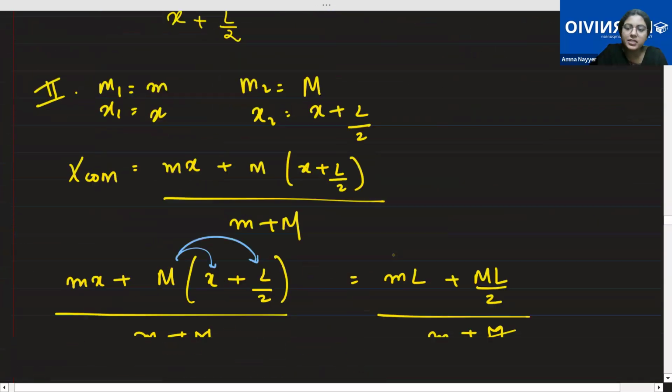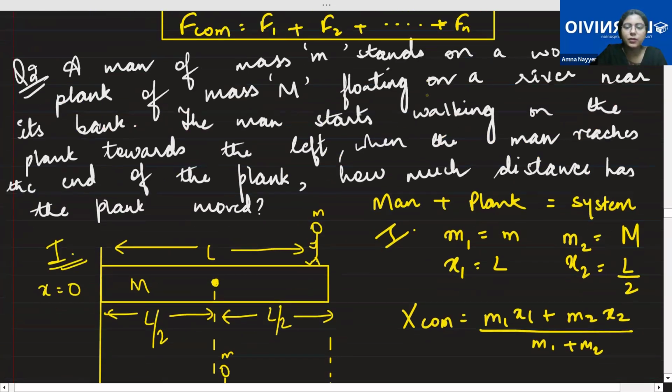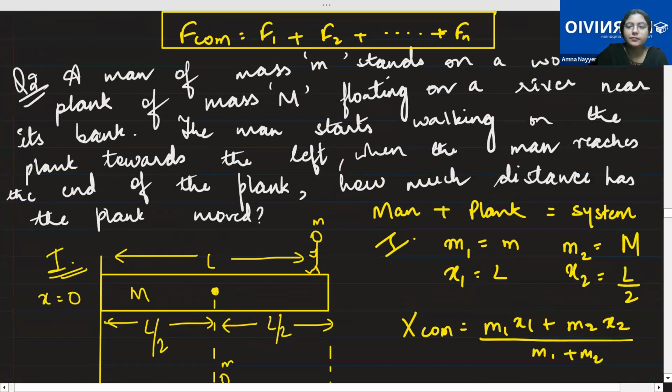Is this question clear? Is the solution clear to all? Yes, ma'am. Okay. Please write down this one. This is a question from your NCERT.